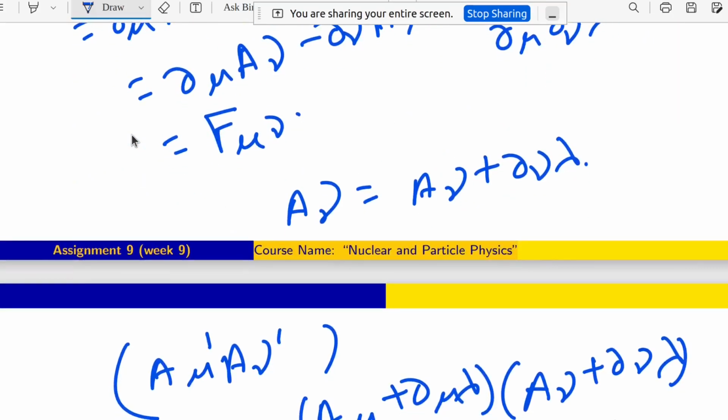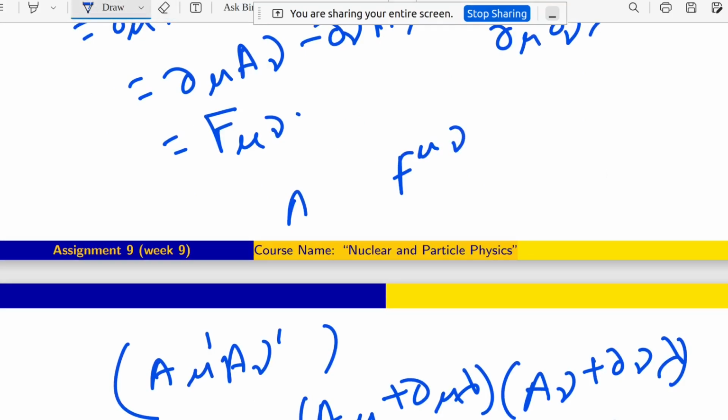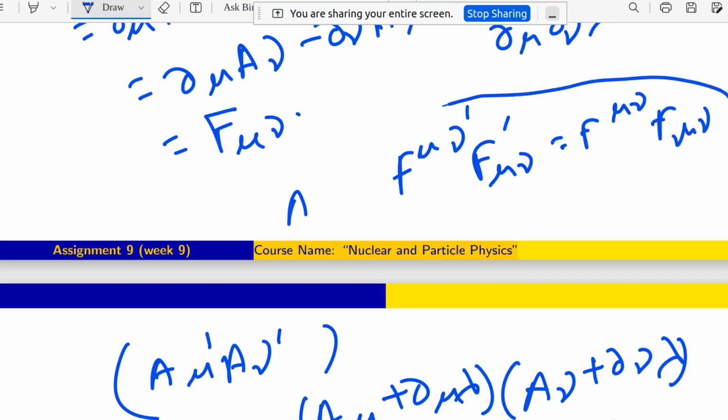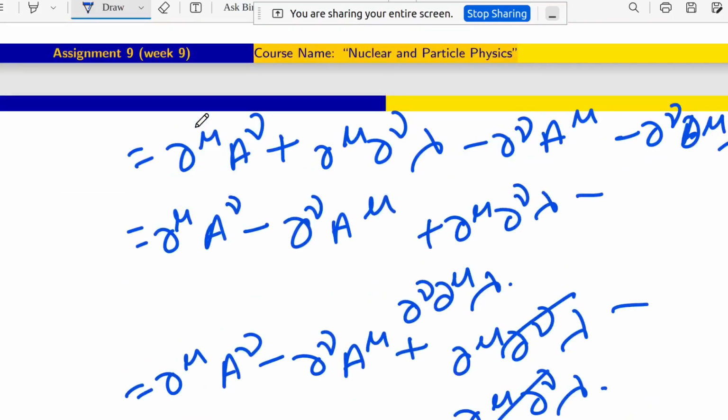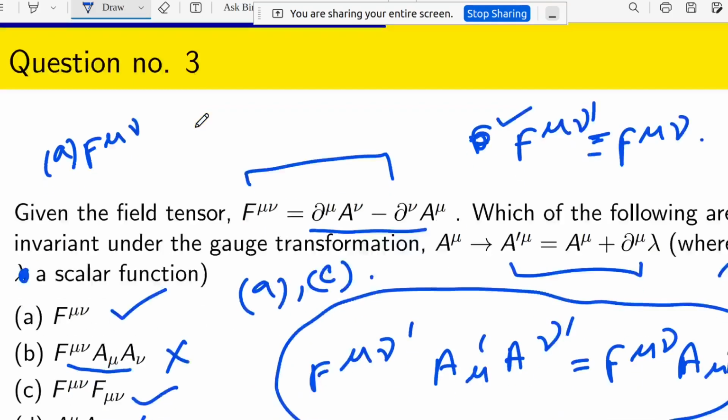So from these expressions we can have that F mu nu prime is equal to F mu nu. So this condition is satisfied. That means F mu nu is invariant under gauge transformation.